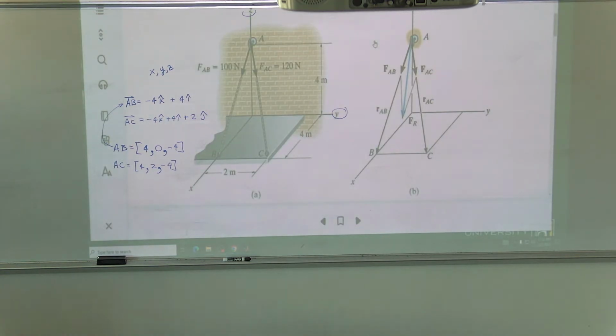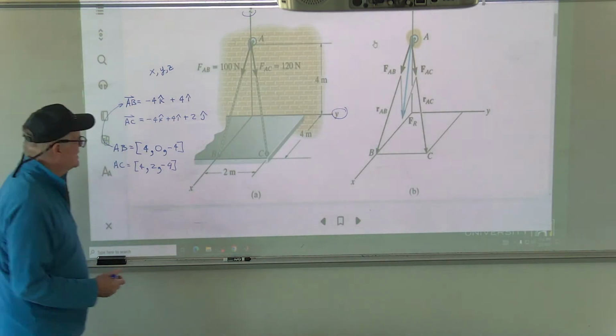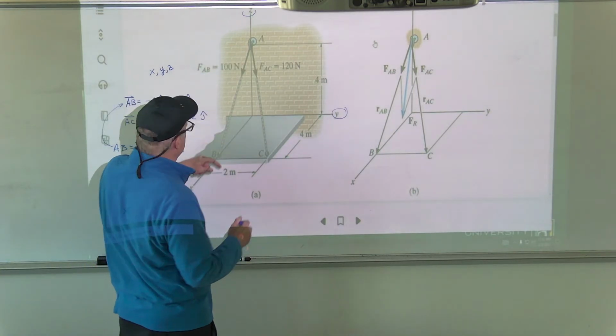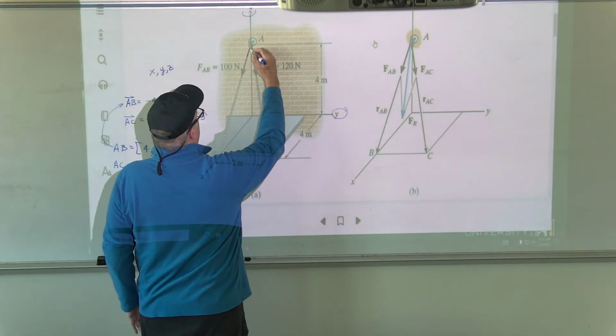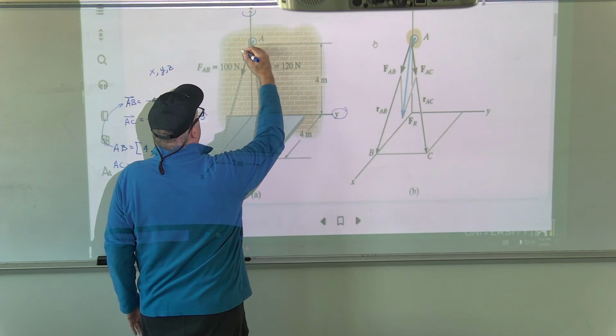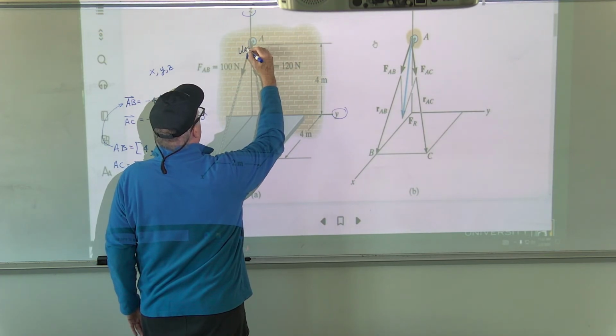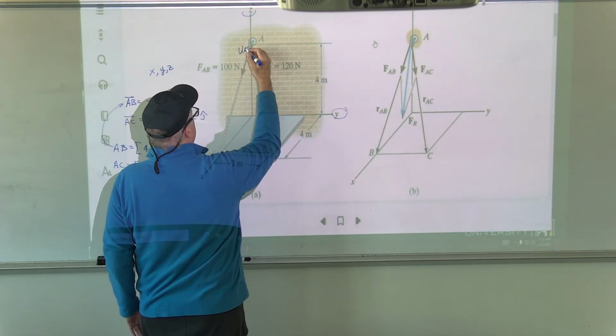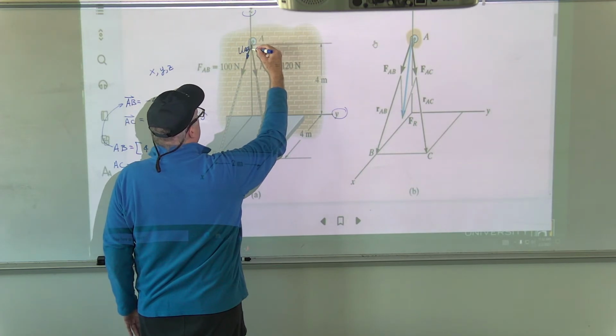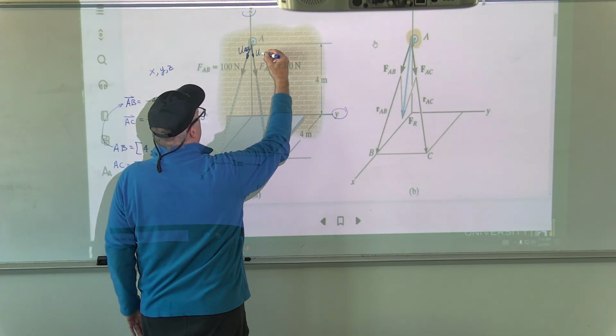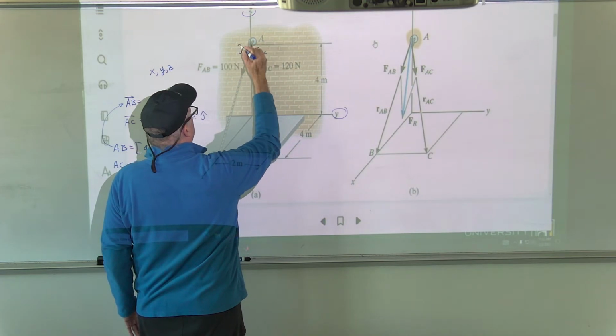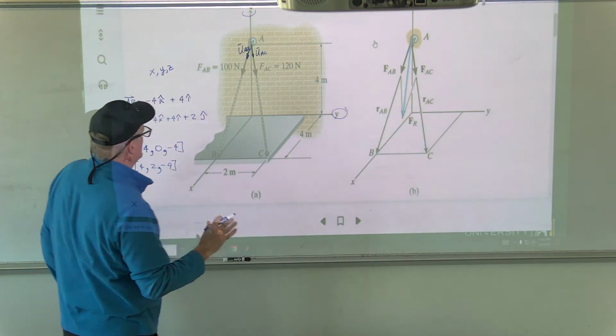So next thing I'm going to do is I have a vector that goes from A to B, but I really just want a unit vector that goes there. So I'll call it unit vector AB, I'm sorry. And this one will be the unit vector AC. And you'll see why we want those in a minute.